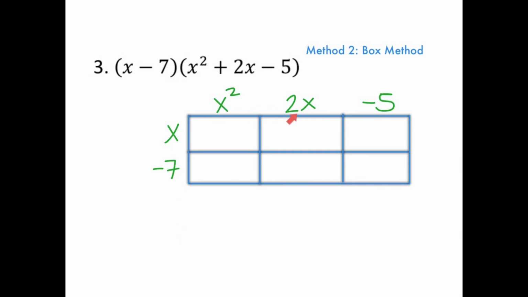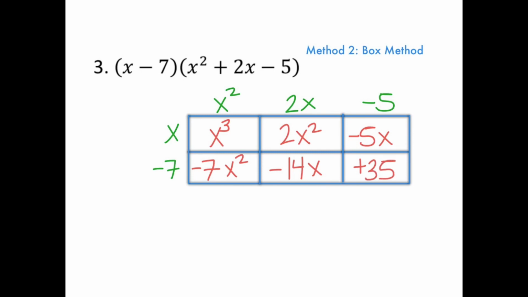Order of multiplication doesn't matter. This is just a little nicer looking for me, so I'm choosing to do a 2 by 3. Inside the boxes, you do your matrix multiplication: x times x squared, x times 2x, x times -5. So let's get started. X times x squared is x cubed, x times 2x is 2x squared, and x times -5 is -5x. This is the exact same multiplication I was doing in my distribution work in the other method. This is just a different way to show it all.